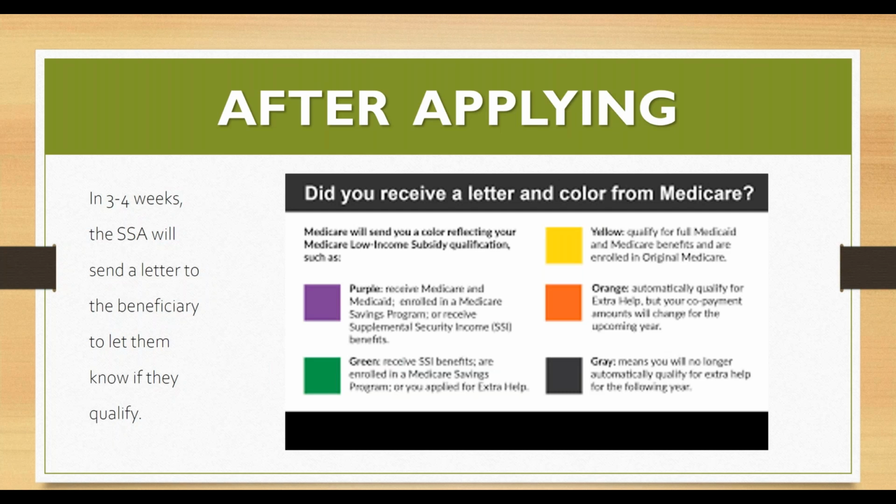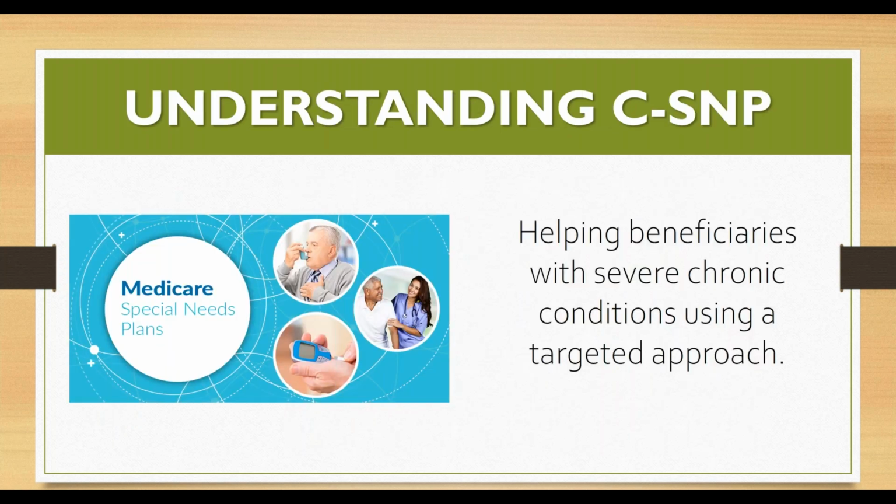So that's really all about the dual eligible. Let's take a look here at the C-SNP plans. Now, the D-SNP was for the dual eligible. The C-SNP are for those with chronic conditions. Like I said on the slide here, it's about helping beneficiaries with severe chronic conditions using a targeted approach.